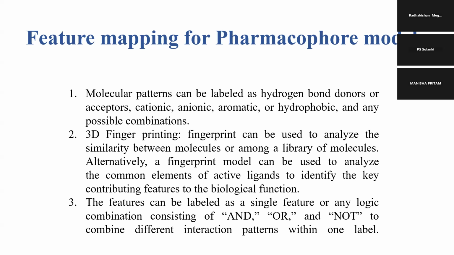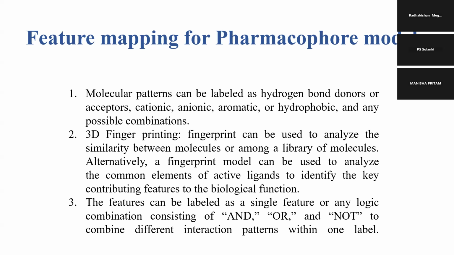Once I show you the pictures, you will be very confident that you can create your own pharmacophore model. After that, we need to generate a 3D fingerprint. The fingerprint can be used to analyze the similarity between molecules or among a library of molecules. Alternatively, a fingerprint model can be used to analyze the common elements of active compounds to identify the key features contributing to the biological activity. So every active molecule has a kind of fingerprint, and using those fingerprints, we can identify some similar compounds.